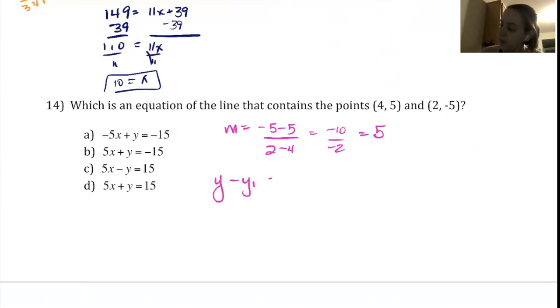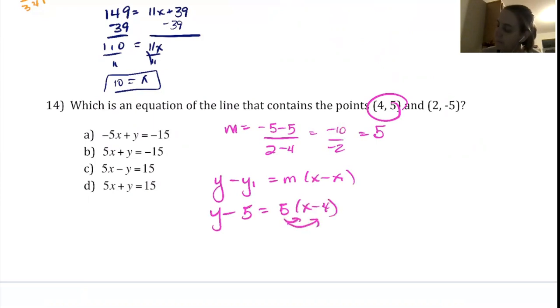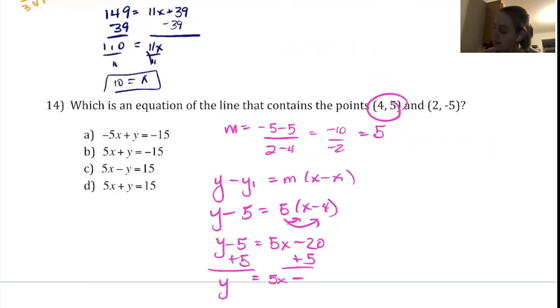Point slope is y minus y1 equals m times x minus x1. So y minus 5 is equal to 5 times x minus 4. Y minus 5 equals 5x minus 20 after I'm done distributing. Add 5 to both sides. Y equals 5x minus 15. Now, if you get kind of excited, you see there's a minus 15 up here and here, and they both have a 5x.